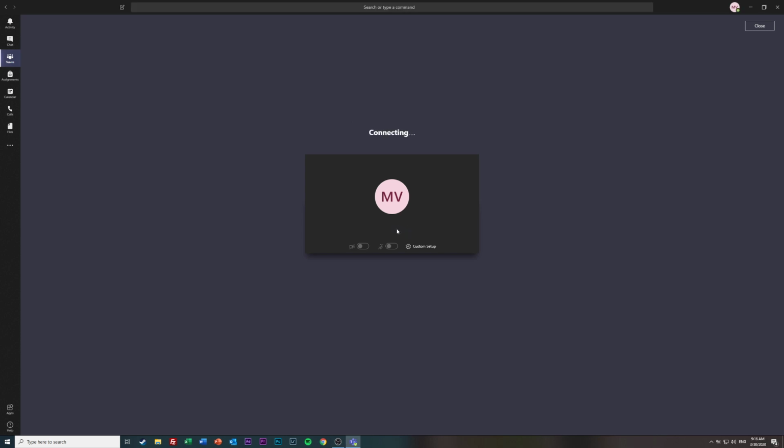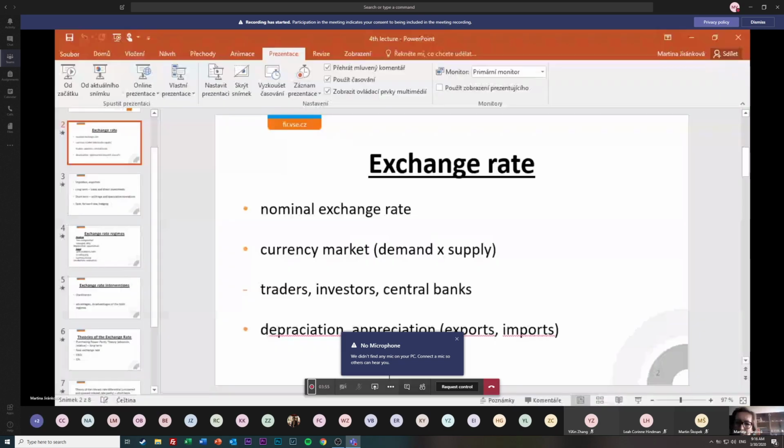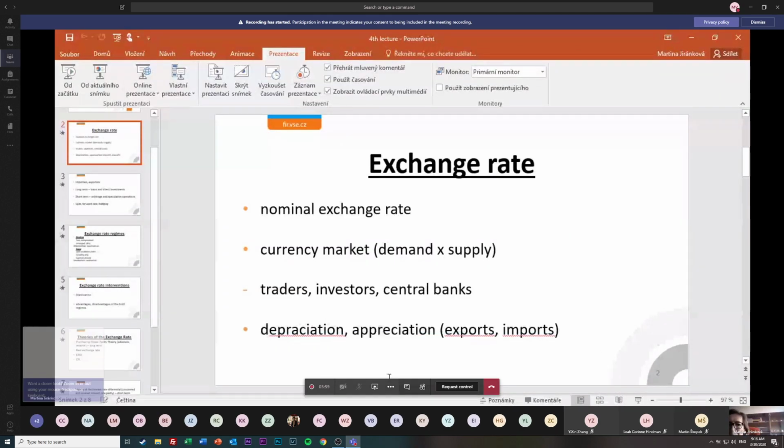So please, let's start with the first point, the nominal exchange rate. This is our first point. We are starting with the nominal exchange rate. This is the exchange rate you can find on websites, in the central banks and so on. This is the nominal exchange rate. I am writing here.